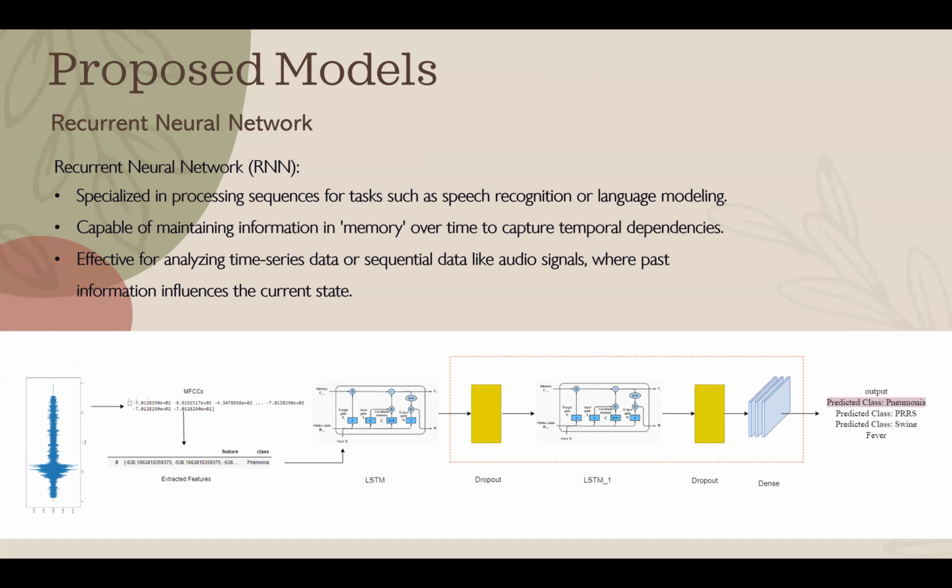Next slide. Coming to the RNN network, the RNN specializes in processing sequences for tasks such as speech recognition or language modeling. It is capable of maintaining information in memory over time to capture temporal dependencies, which is effective for analyzing time series data or sequential data like audio signals, where past information influences the current state. Here it uses the LSTM. Later the dropout and the LSTM1 are used for the exact output, which clarifies which output it is.